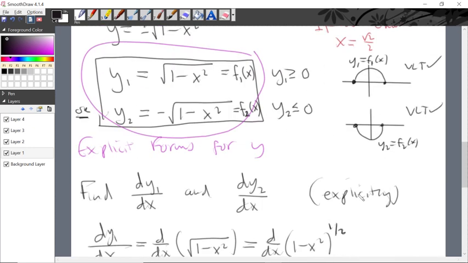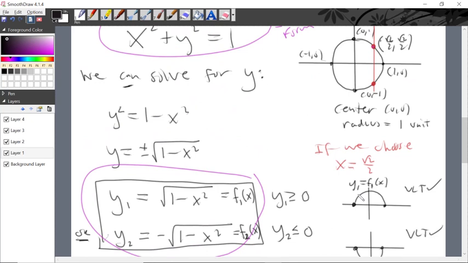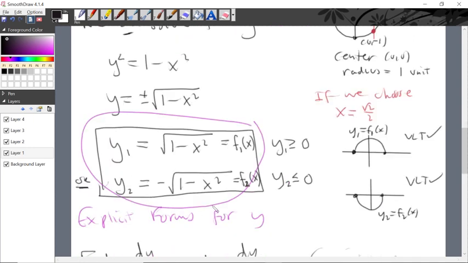Okay, solving for y as a function of x explicitly, or solving for y as a combination of functions of x explicitly, can potentially be algebraically expensive. And in fact, it can also be proven to be, in many cases, impossible to do.